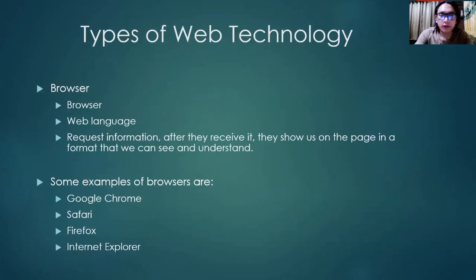Next is the types of web technology. Once we know the meaning and significance of web technology, surely we want to know what the types are. The first type is the browser. A browser is a web translator: it asks for information from a client, and when it receives it, it shows it to us on the page in a format that we can see and understand.